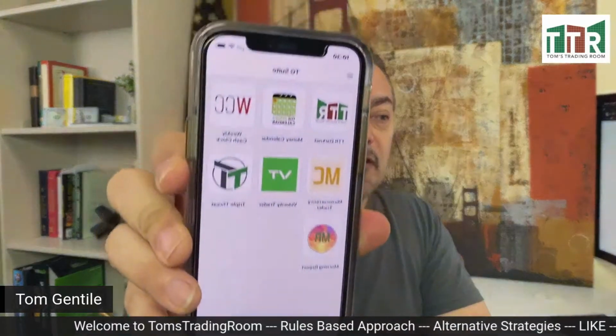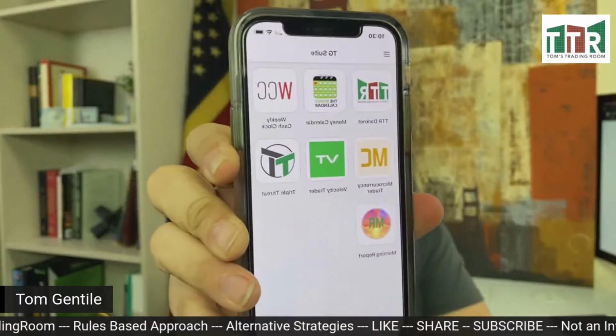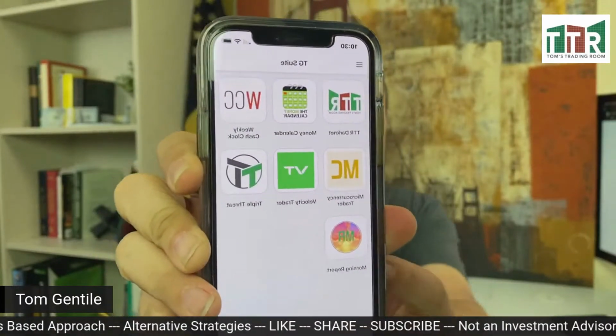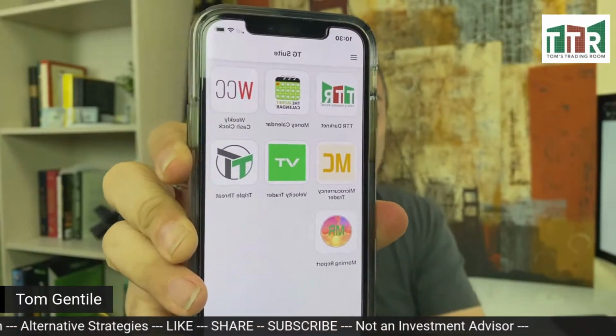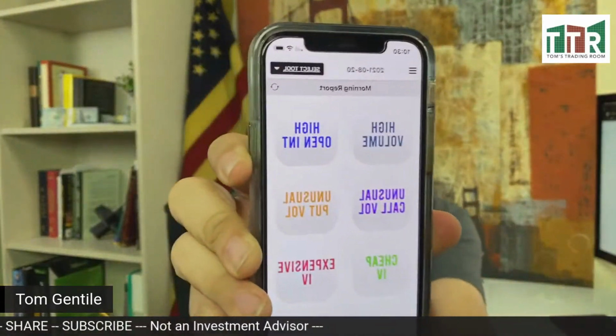Now, if you're a Tom's Option Tools subscriber, you can log in that way. But if you're not, down at the bottom of the app you're going to see non-subscriber login. Put in your name and email address, and then it'll give you access, and you'll see this pop up. The first 6 at the top are members only. But the one down there at the bottom is the morning report, and you can click on that. I'm clicking on it now, and you'll get those lists.